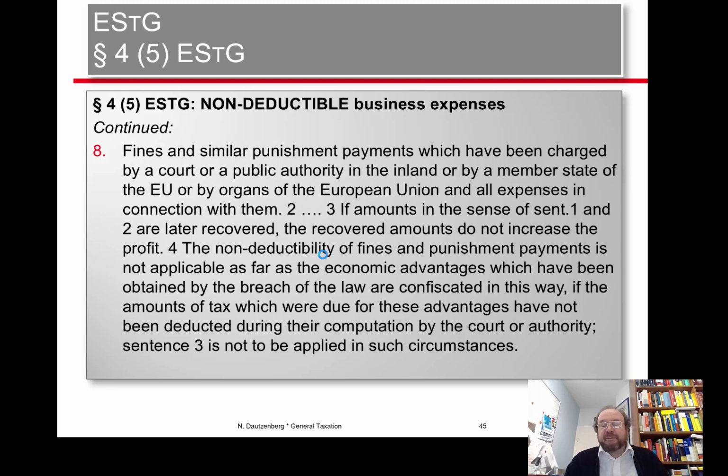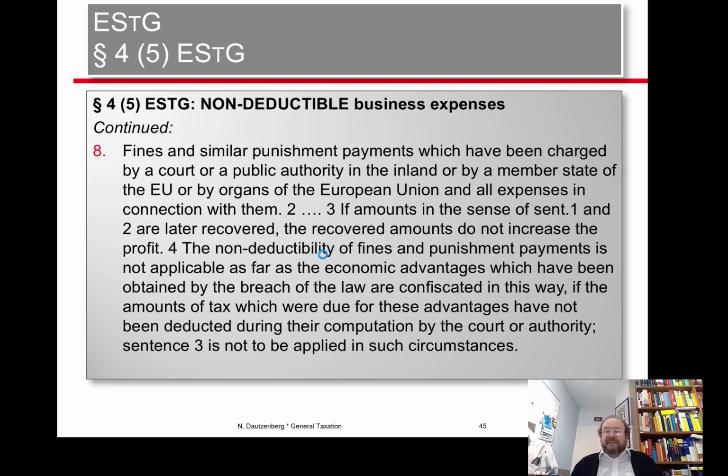Fines and similar punishment payments which have been charged by a court or a public authority in the European Union. And so, for example, you commit a breach of cartel law and now you are condemned by the European Union Commission to a payment of €2 billion to the European Commission. Then that payment would be a punishment payment and would be non-deductible.